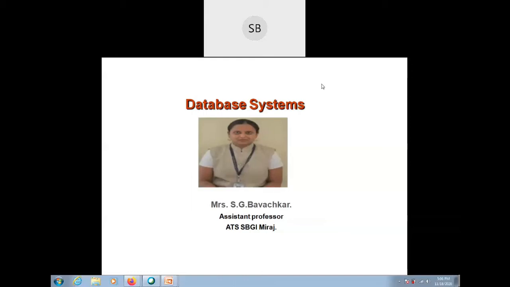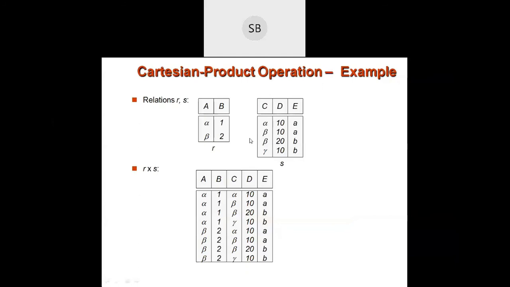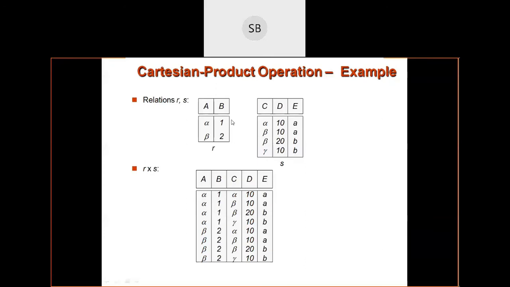Topic of today's lecture is relational algebra. So this is the relation R, S, A, B, C, D, E. For the cross product in this example, suppose you have to cross this table: firstly alpha 1 is multiplied by alpha 10A, and you display this record as alpha 1 alpha 10A, then multiply by beta 10A, then alpha 1 is multiplied by beta 10A, then third alpha 1 is multiplied by beta 20b.